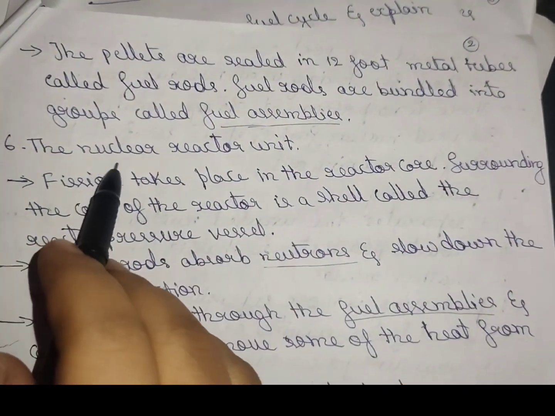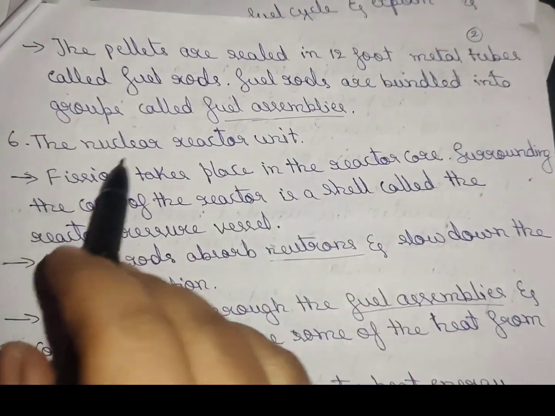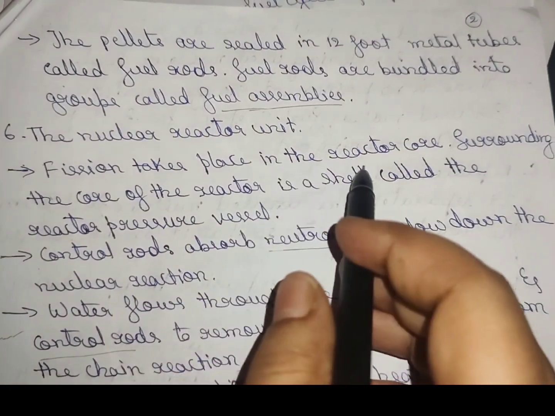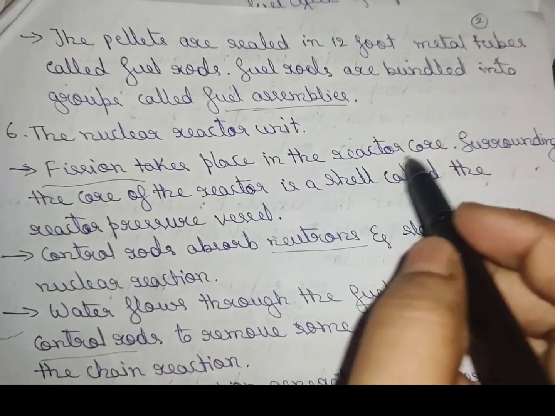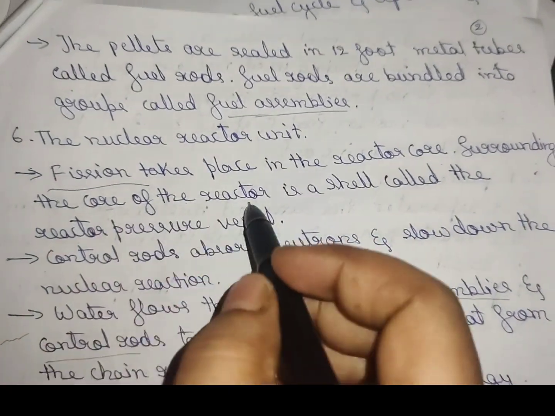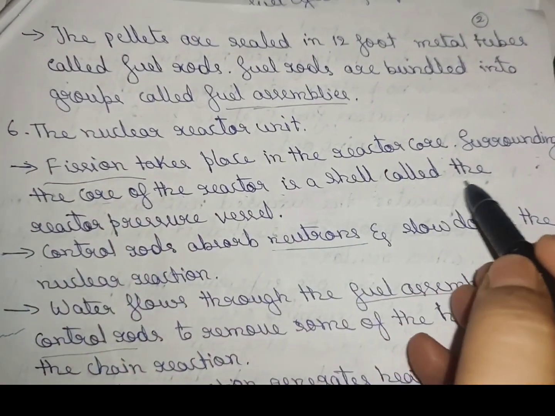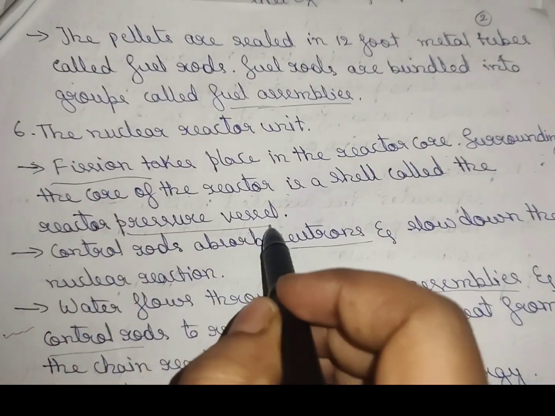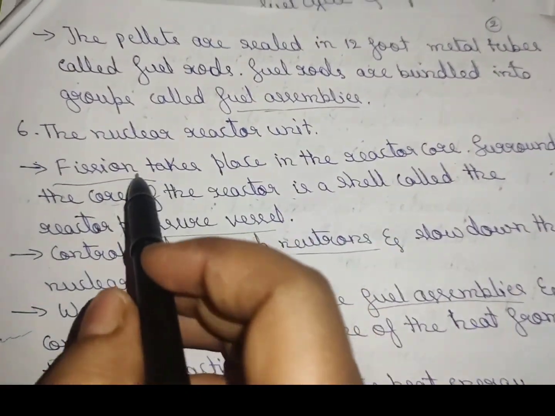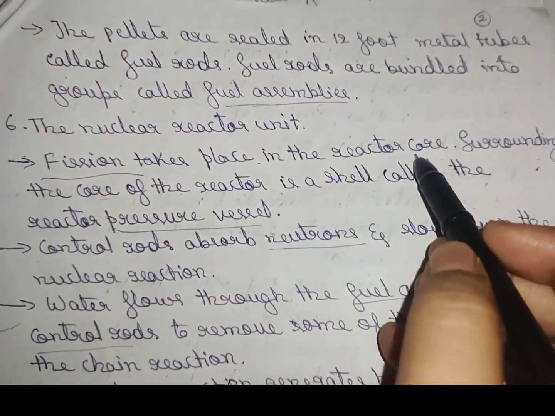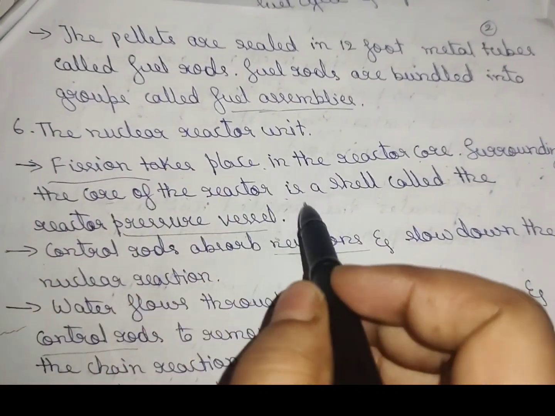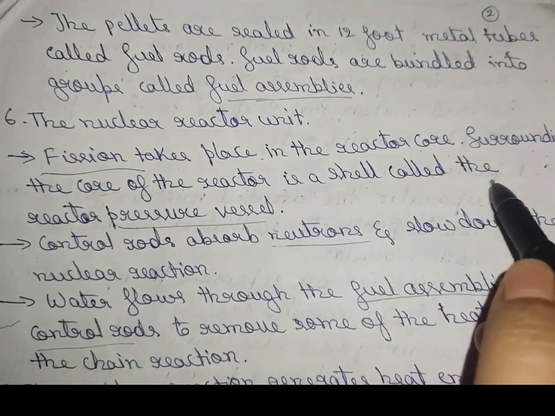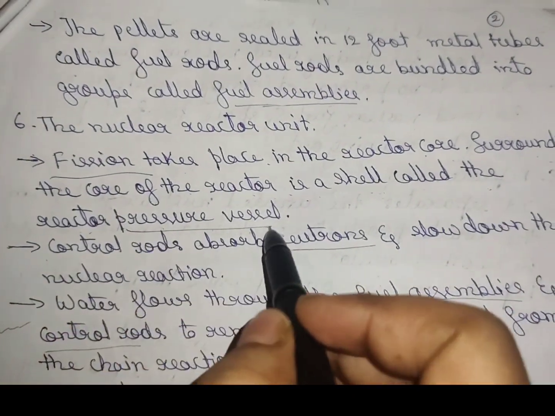The next is the nuclear reaction unit. Here fission takes place in the reactor core. Surrounding the core of the reactor is a shell called the reactor pressure vessel.